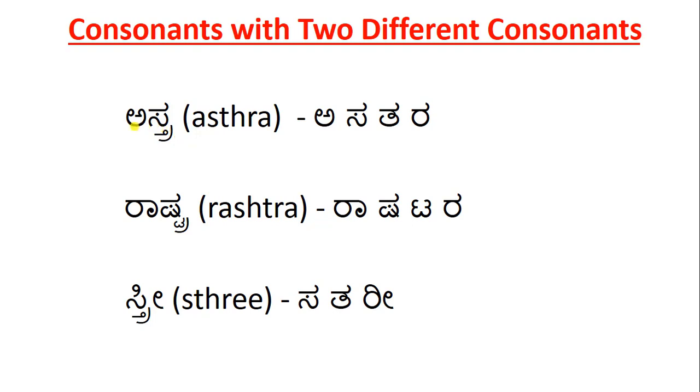Now, I'll pronounce it slowly. Astra. Astra. This is pronounced as root consonant. This is pronounced as root consonant. This is pronounced as the whole consonant. This is pronounced normally. This is pronounced as root consonant, s. This is pronounced as root consonant, t. And this is pronounced as whole consonant. Astra. That is the first example.